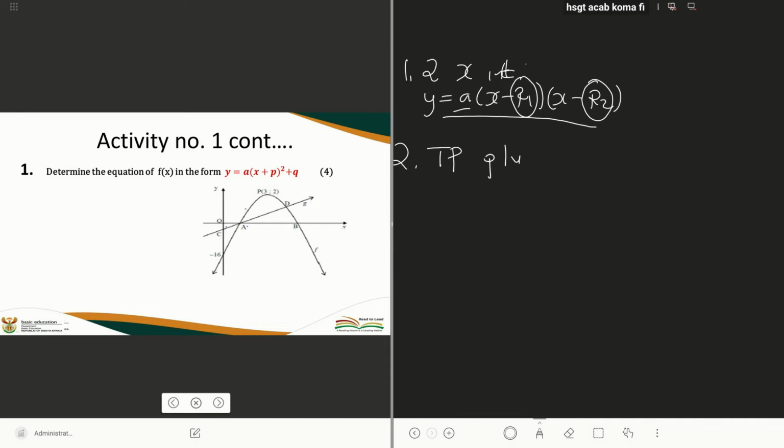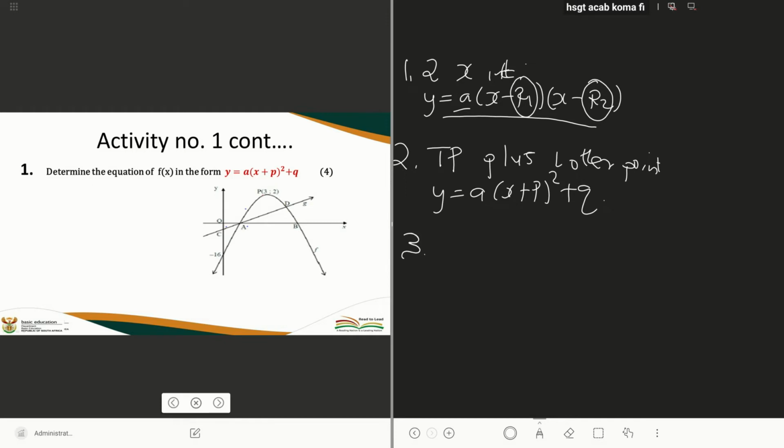At times, they will give you a turning point together with one other point. If you are given a turning point with one other point, then you can use the standard form, y is equal to a into x minus or plus p all squared plus q. You can use this standard form if you are given a turning point plus one other point.